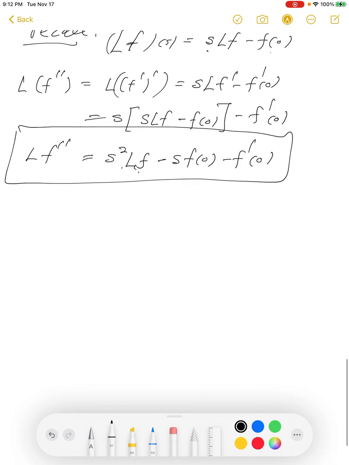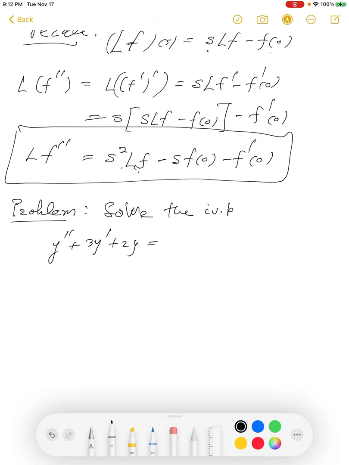So now let's do one problem on solving. So let me formulate it this way. Solve the IVP y double prime plus 3y prime plus 2y equal to 0. The initial conditions are y at 0 equal to 1, y prime 0 equal to 0, using the method of Laplace transforms.